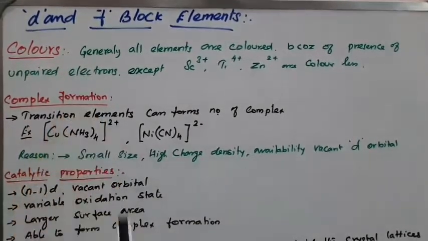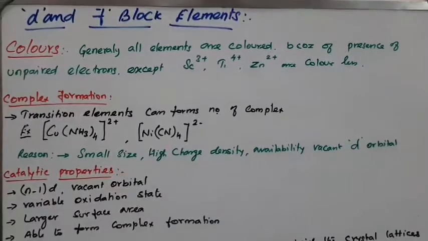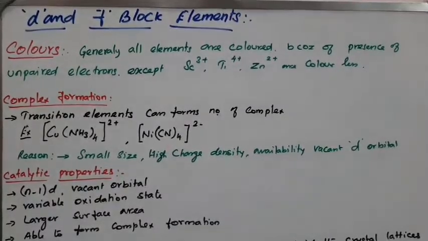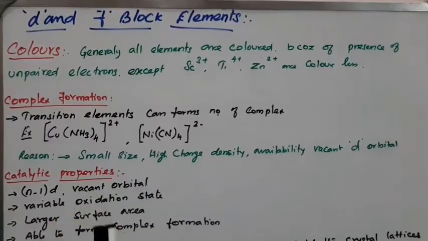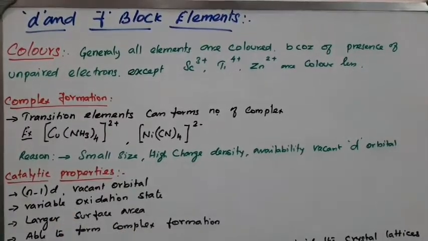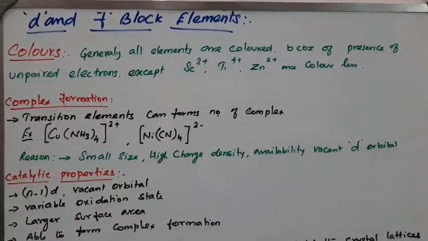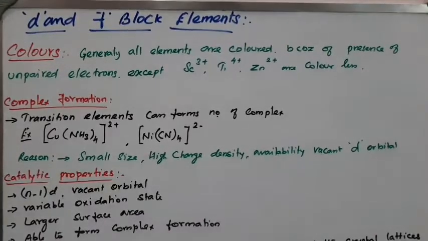If unpaired electrons are present, they undergo d-d transition from the ground state to the excited state, that is, t2g and eg sets. When the d-d transition takes place, that element or compound will be colored.